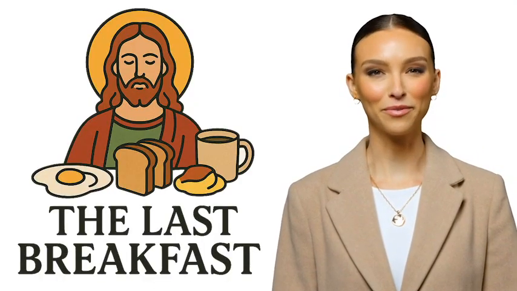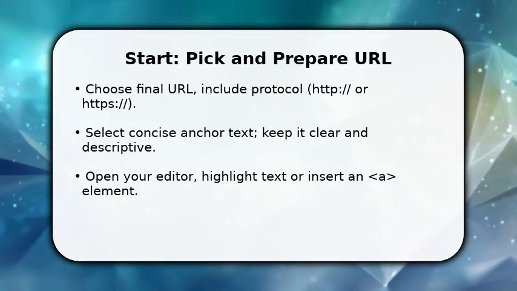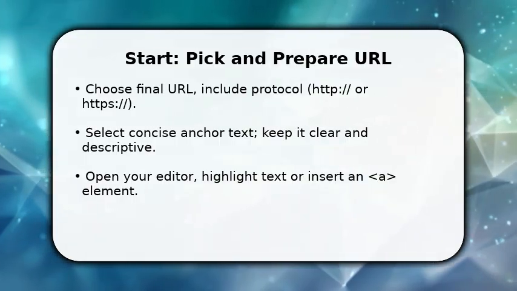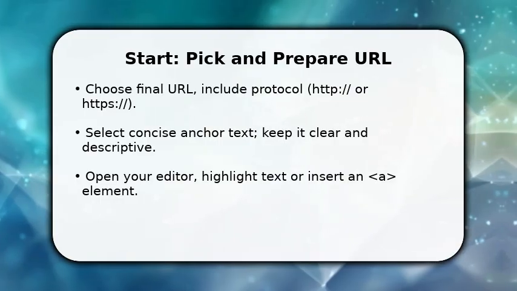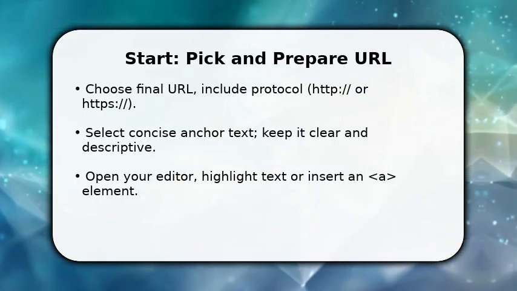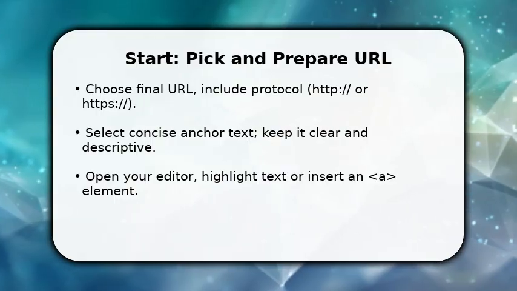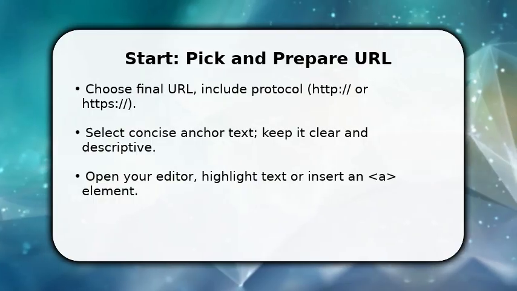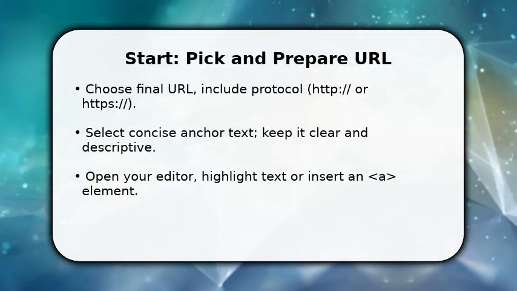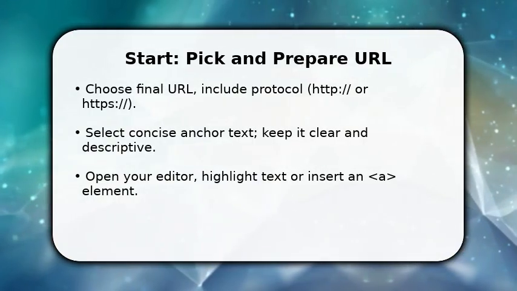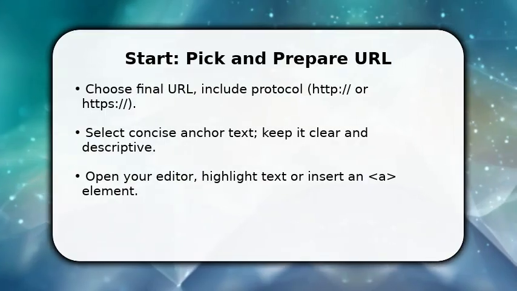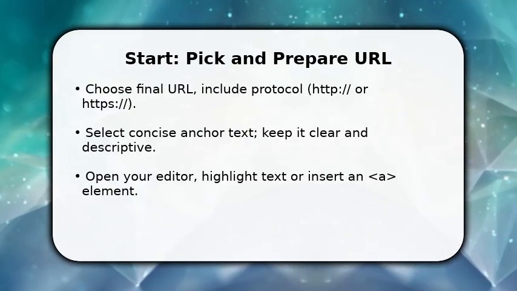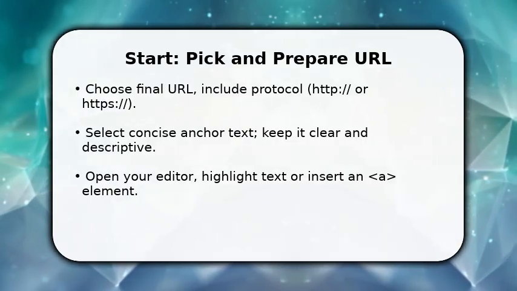Please enjoy the video. You begin by choosing the exact URL and making sure it includes the protocol so browsers recognize it. Once done, pick concise, meaningful anchor text that describes the destination. Then open your editor or CMS, highlight the text you want clickable, or place the cursor where the link will go. Use the editor's link button or start an a tag in HTML. This first step gets you into the creation flow and avoids broken or non-clickable links later.